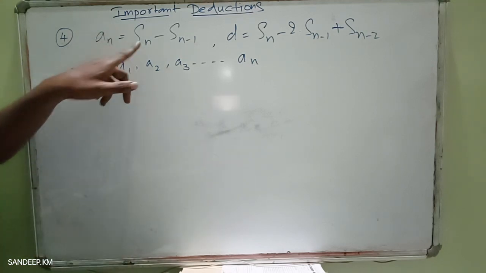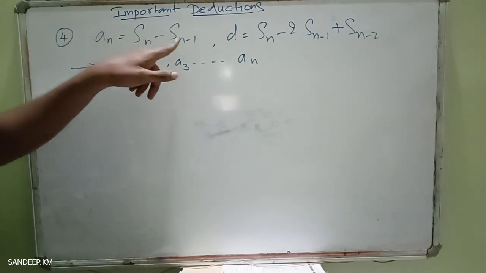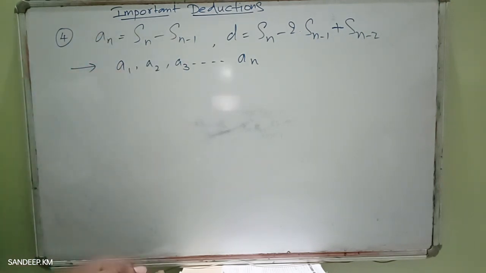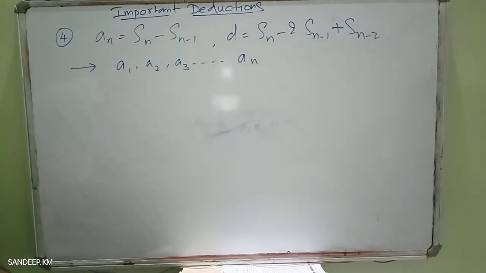Nth term in terms of sum of n terms. Okay. So an is equal to Sn minus Sn minus 1. The first deduction. And the second one is what? Common difference in terms of sum of n terms. Okay. So let us derive both the formulae.